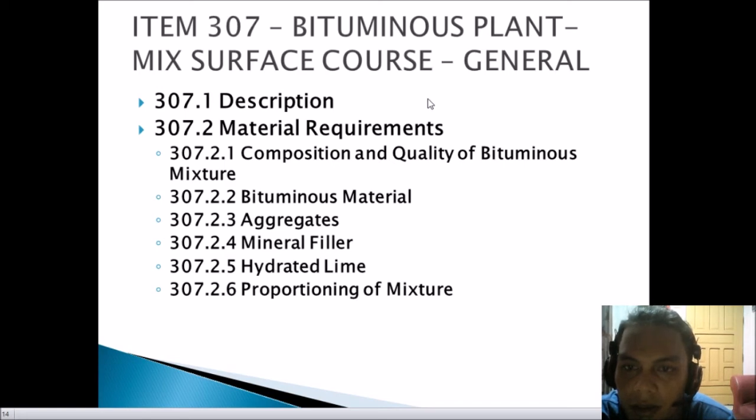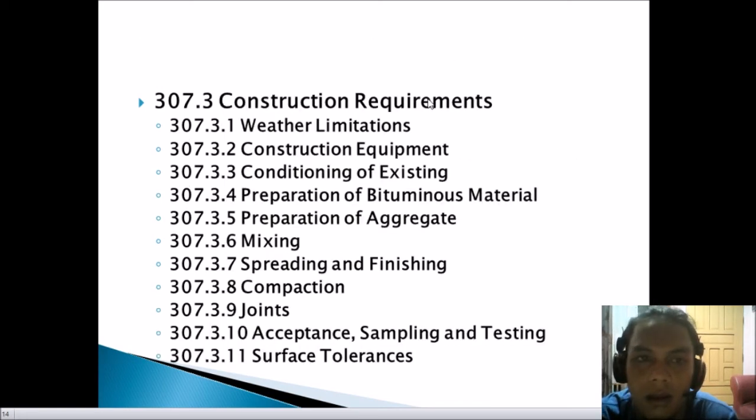So next is the construction requirements. First is the weather limitations. 307.3.1. The bituminous plant shall not be placed on a wet surface or when weather condition would prevent the proper handling of finishing of the bituminous mixtures.